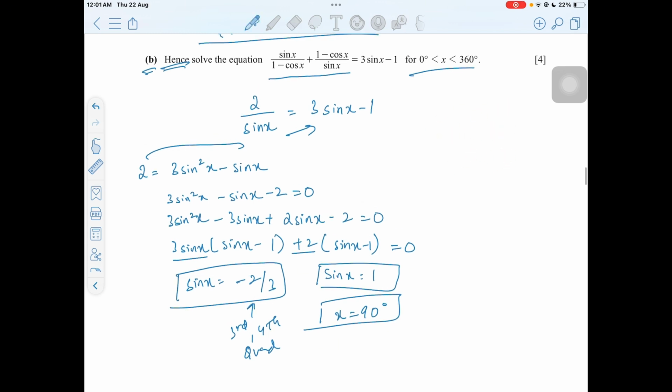So we use the calculator, we take the inverse of negative 2 upon 3. This would give our alpha as 41.8. So we get our theta as 180 plus 41.8, that would be 221.8, and 360 minus 41.8 would be 318.2, right? So we have our thetas.